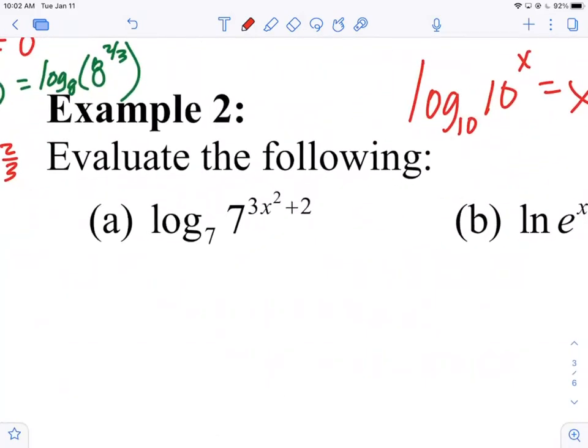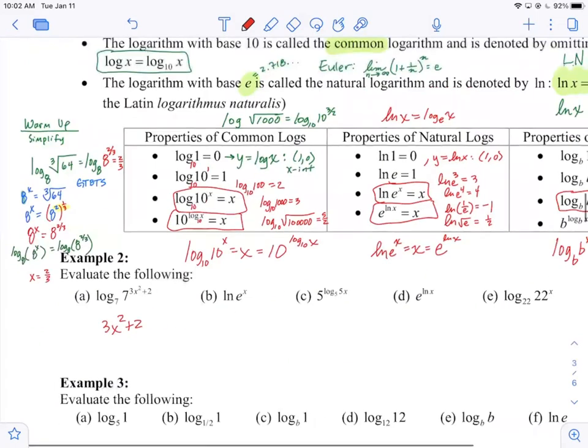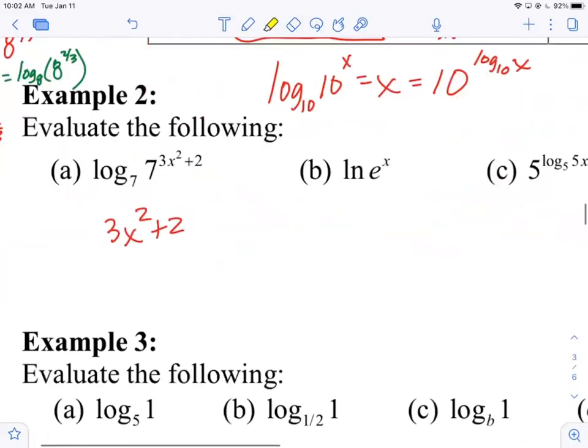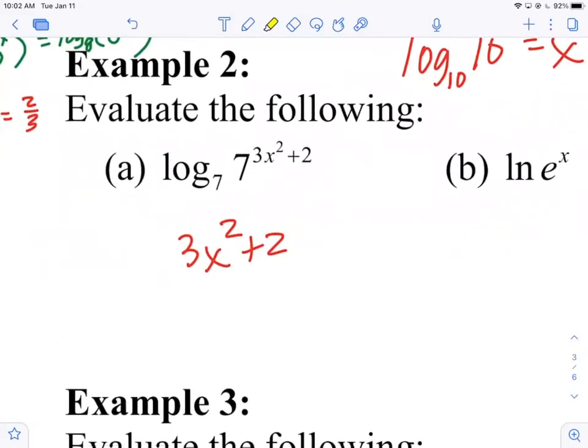Evaluate log base 7 of 7 to the 3x squared plus 2. What do you think? 3x squared plus 2, right? That's this exact same thing that we just did. That's this one right here. Log base b of b to the blob is just the blob. Log base 7 of 7 to the blob is just the blob.